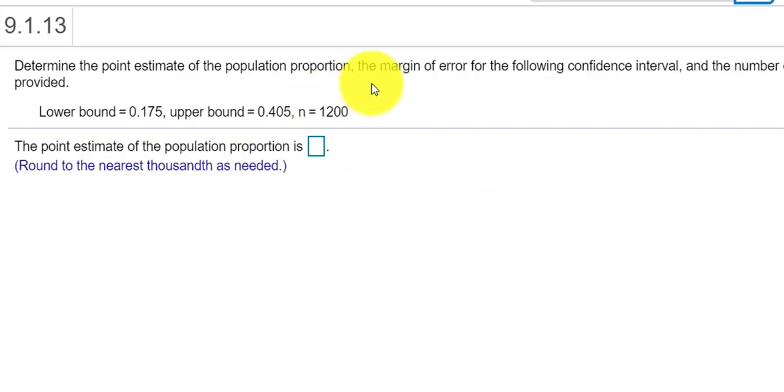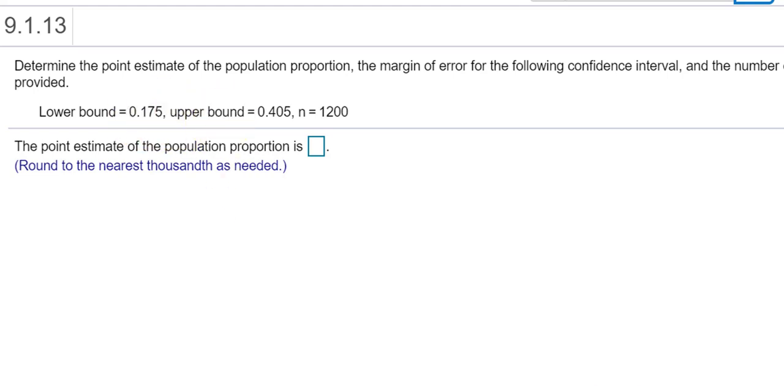The next question asks me to determine the point estimate of the population proportion, and they give us some information here. So to come up with the point estimate, I really need to add the lower and upper bound of my confidence interval and then divide by 2. That will give me the value that's in the middle. Because the value that's in the middle plus 1 standard error will give me my upper bound. The value in the middle minus the standard error will give me the lower bound.